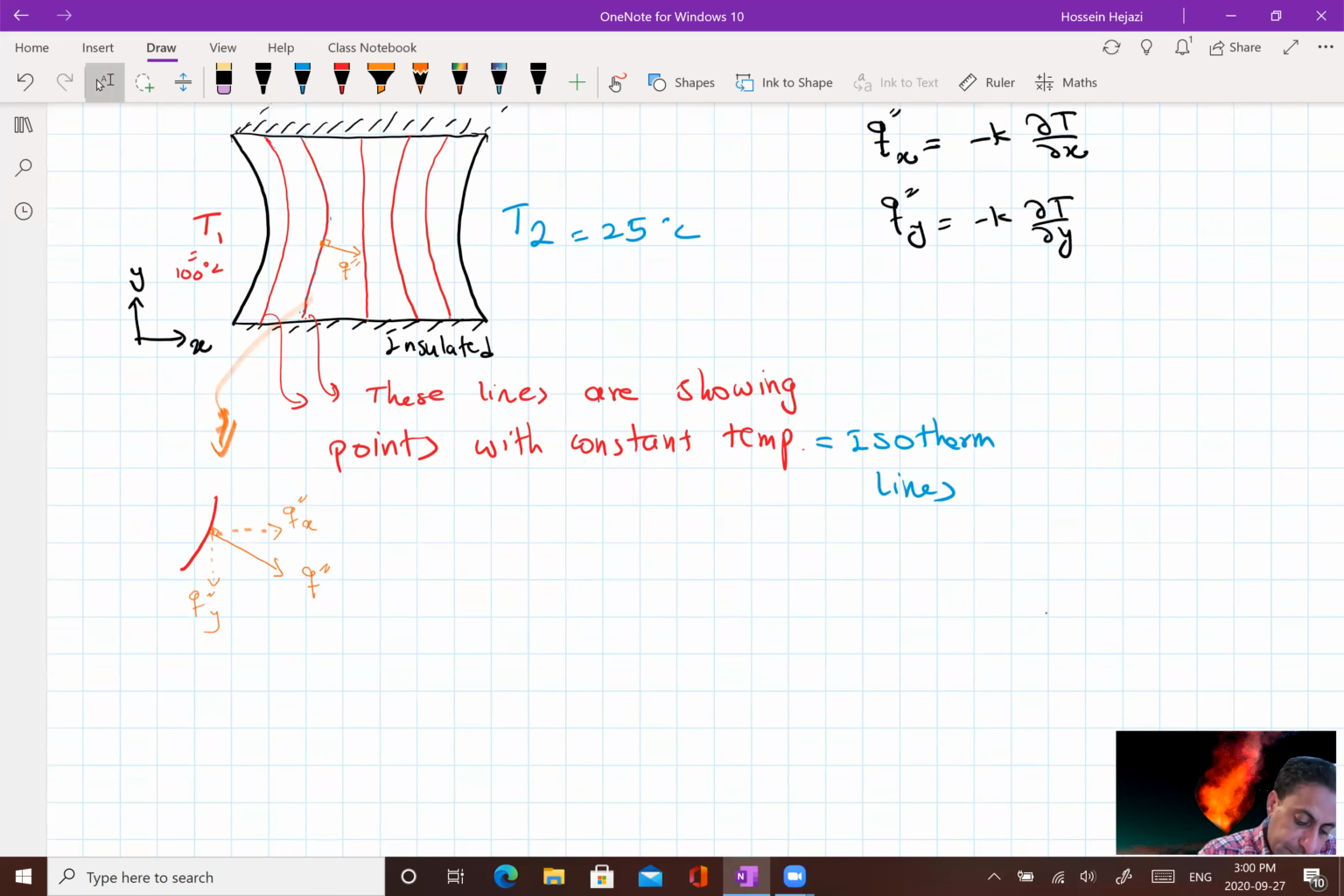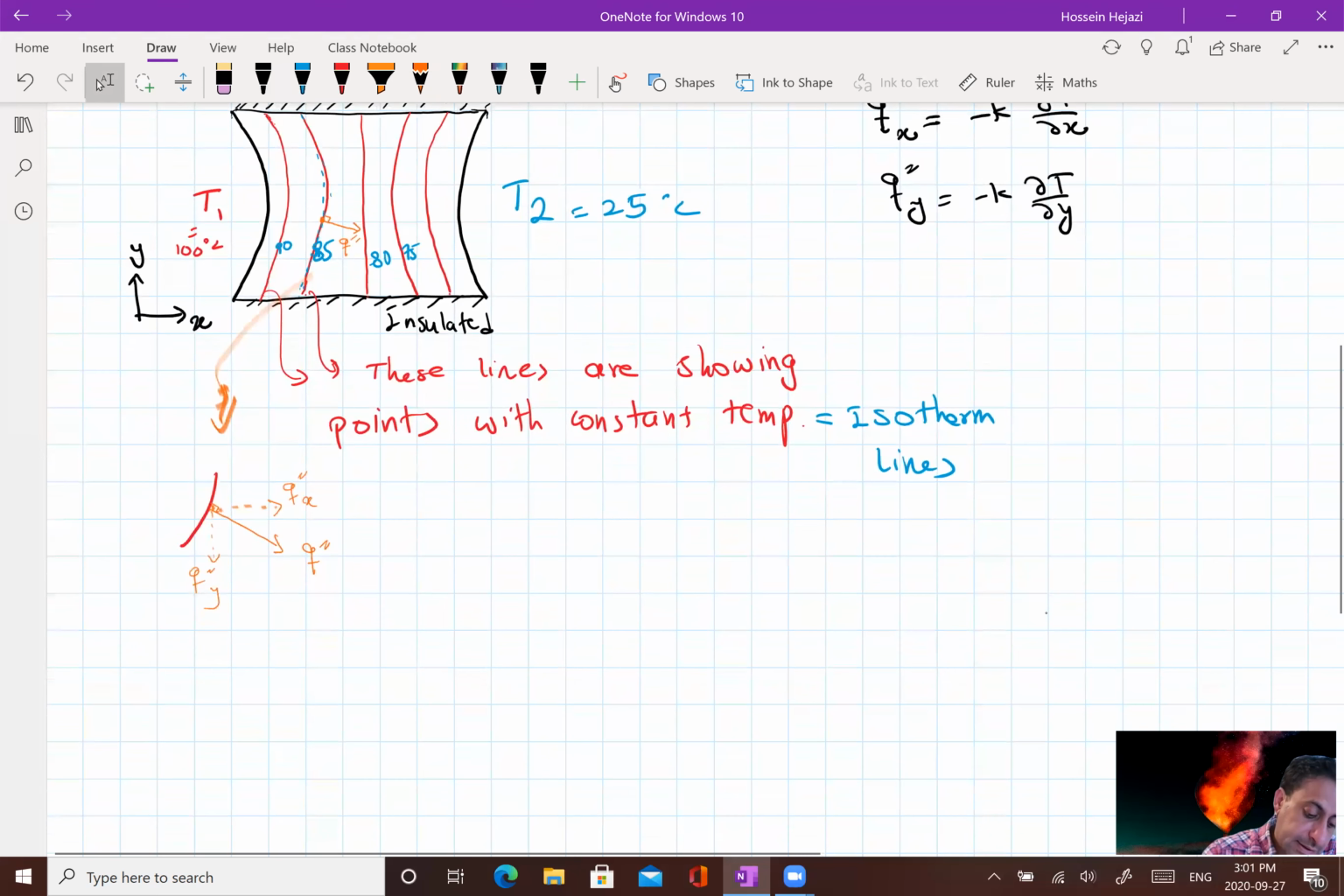Along the isotherms, since they are at constant temperature, let's assume, for example, this is 100, this is 90, this is 85, like all these points along these lines are 85, this is 80, 75, and so on. Since the temperatures are the same, the gradient is going to be 0. So what I can say about this picture here is, along isotherms, there is no heat flow.